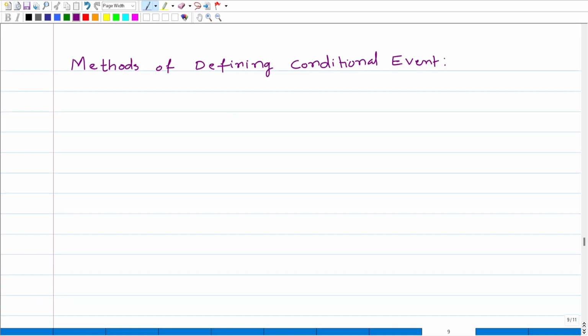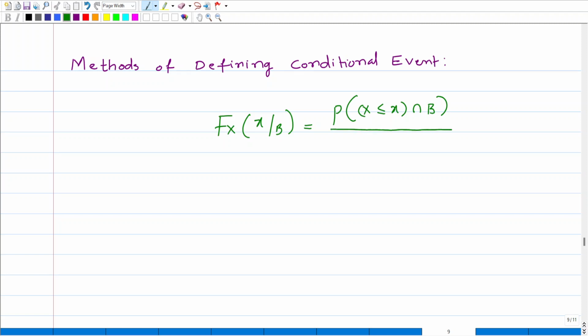Welcome back. In this lecture, let us see how to define a conditional event. In the last lectures, we have seen the conditional distribution F(x) of x given b as the probability of the joint event x less than or equal to small x intersection b, divided by probability of b, where probability of b is not equal to 0.